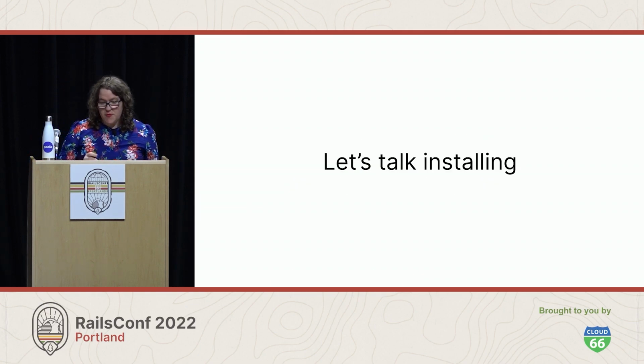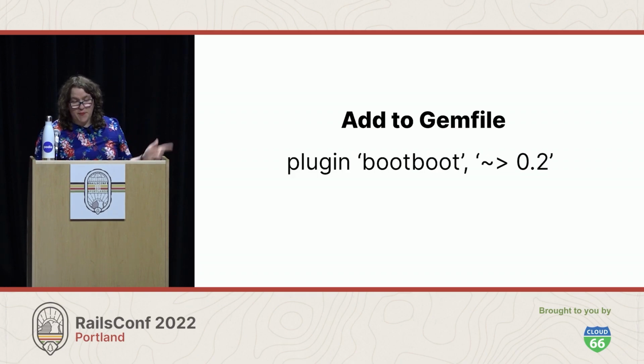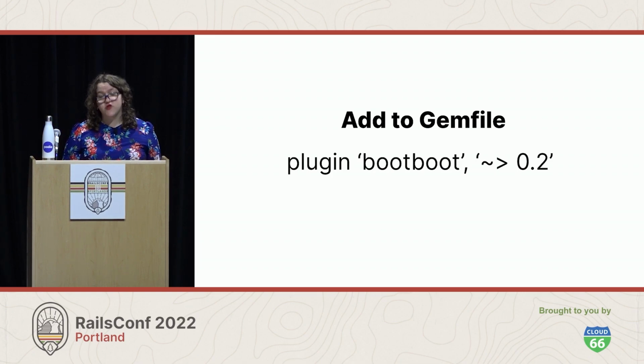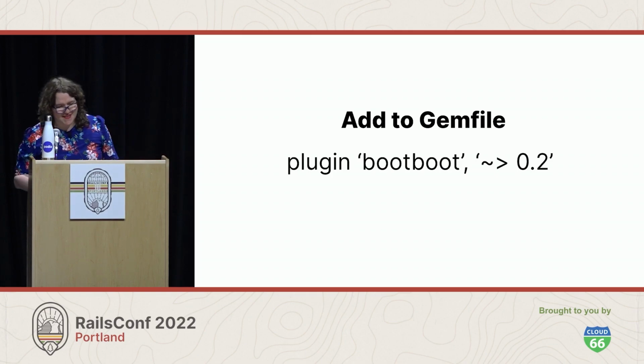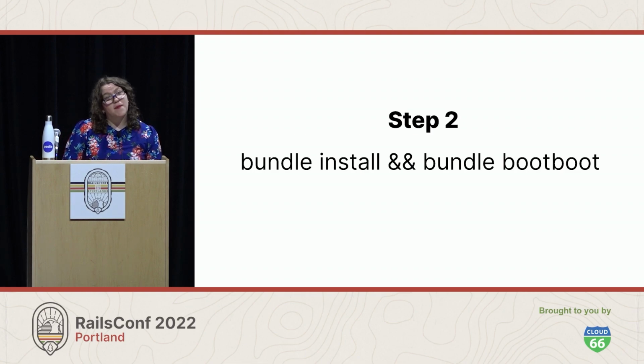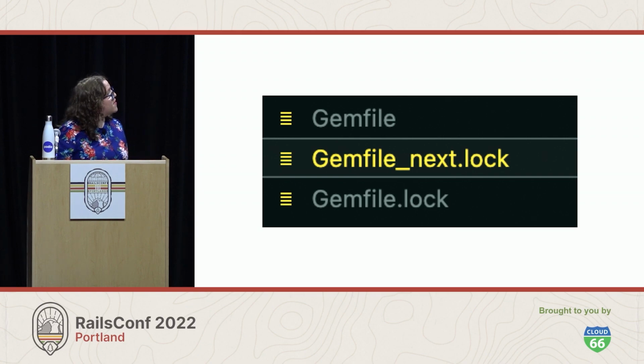So let's talk installing bootboot into your application. The first step is to add the bundler plugin to your Gemfile. You do this by specifying plugin bootboot and an optional version. Kind of strange not to put gem in front when you're in the Gemfile, but you get used to it. Then bundle install and bundle bootboot, and that'll create a new Gemfile.next.lock for you. What does that look like? Oh, hey, there it is in my file tree. At first, that file is going to look exactly the same as your Gemfile.lock file, but now we've got two separate files that bundler will know which one to use when you're on your next version.